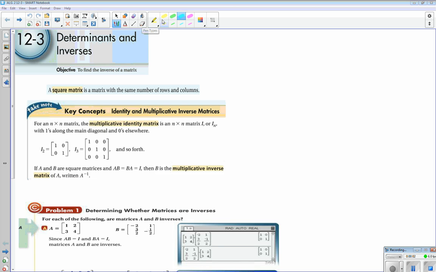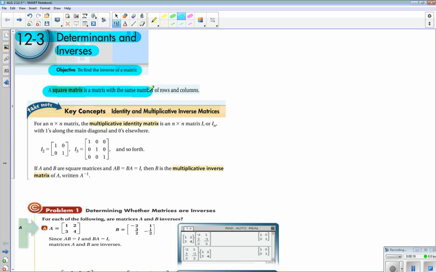All right, so this is Chapter 12, Section 3, Determinants and Inverses. Our learning objective is to find the inverse of a matrix. And just so you have it in your vocabulary repertoire, a square matrix is a matrix with the same number of rows and columns. One of our key concepts is the identity and multiplicative inverse matrices.